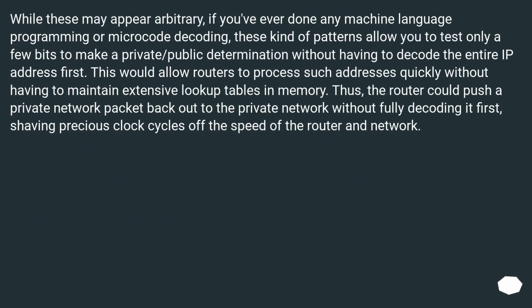While these may appear arbitrary, if you've ever done any machine language programming or microcode decoding, these kinds of patterns allow you to test only a few bits to make a private/public determination without having to decode the entire IP address first. This would allow routers to process such addresses quickly without having to maintain extensive lookup tables in memory. Thus, the router could push a private network packet back out to the private network without fully decoding it first, shaving precious clock cycles off the speed of the router and network.